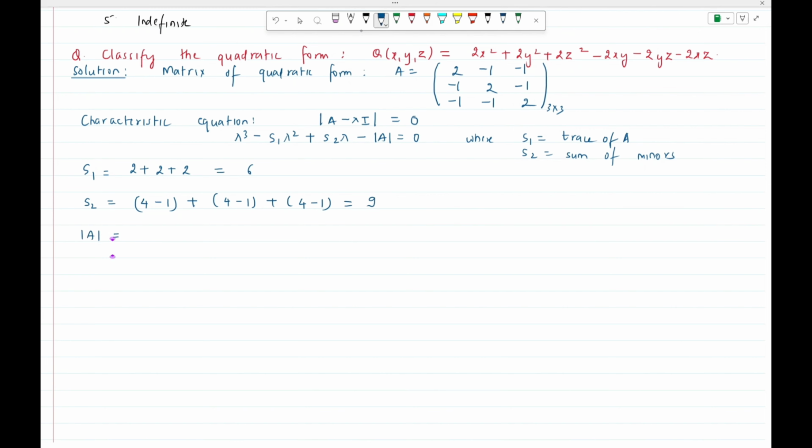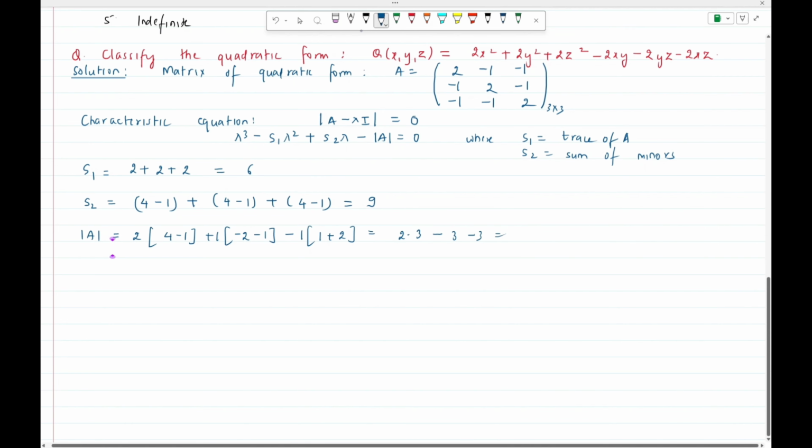Now the determinant of A is 2 times the (4 minus 1), and then plus 1. I am taking help of the first row, and then here we are going to get the product to be negative 2 followed by minus 1 and then again minus 1, and we'll get 1 plus 2. So you can see that this is going to be 2 into 3, and then minus 3 over here, and again a minus 3. So this is going to be 6 minus 3 minus 3, which is 0.